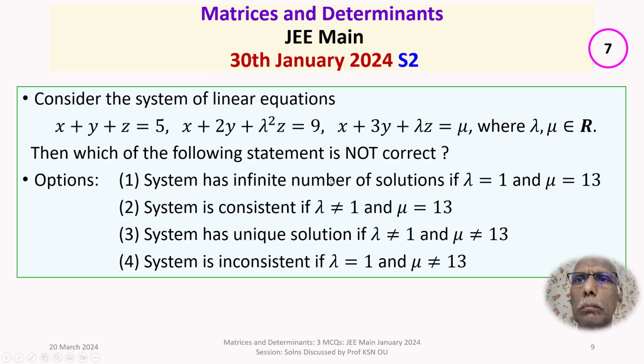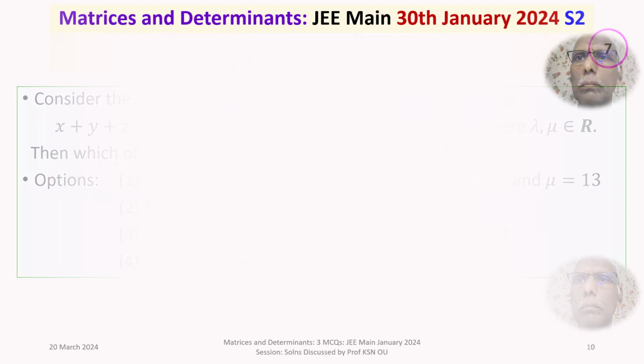If the question is given like this, where different values of lambda and mu are given, and we have to find out which statement is not correct, then the rank method is suitable. Now we go to the solution part.